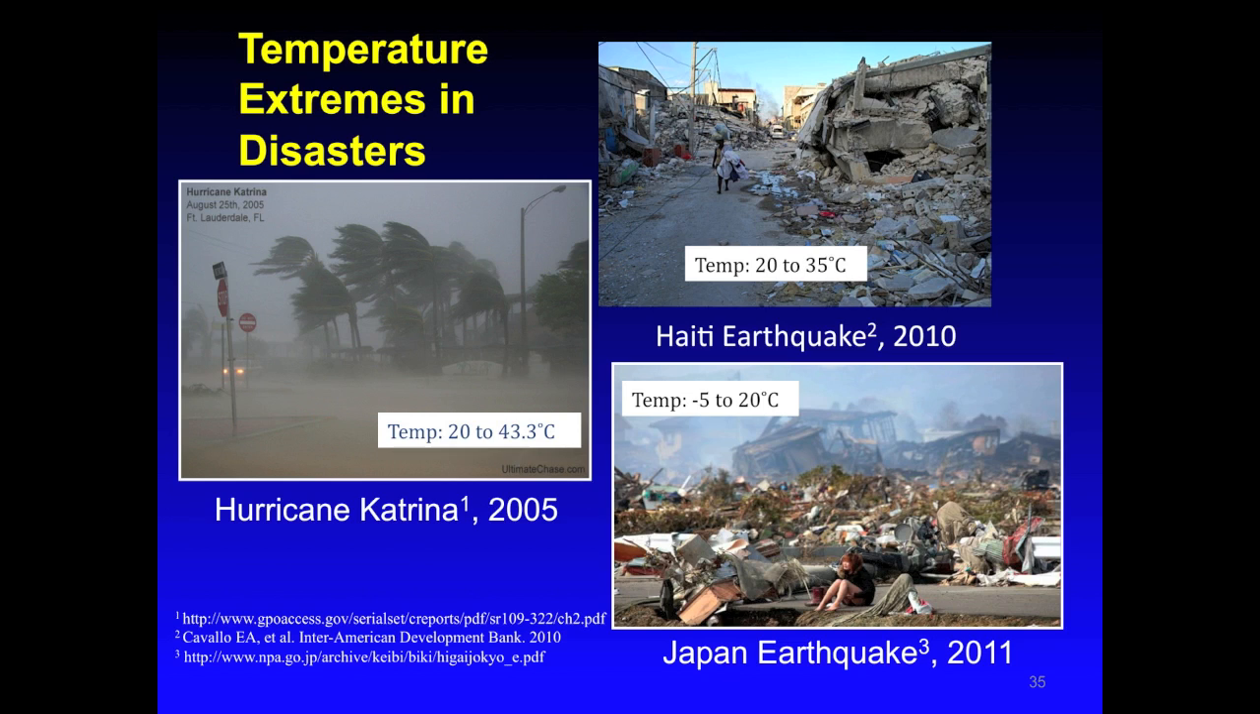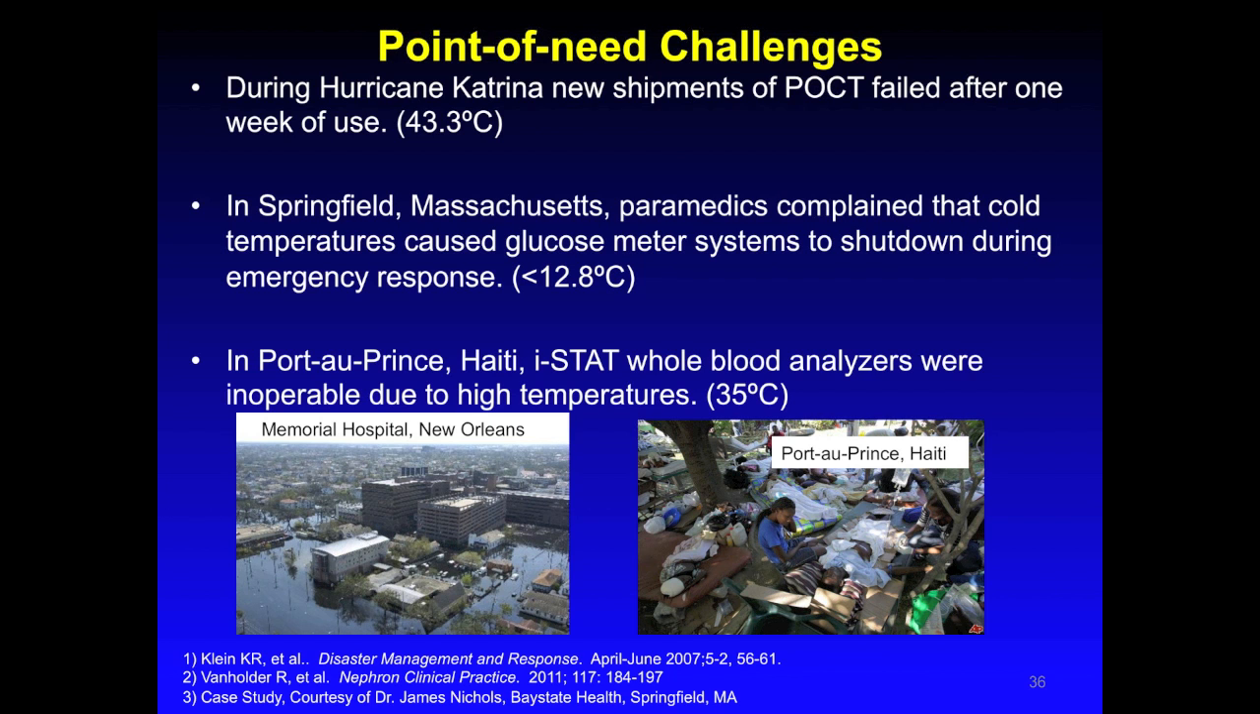Well, slide 35 gives you an example of temperature extremes seen in disasters. Katrina, hot. Haiti, hot. Japan, cold. And in point of fact, point-of-care reagents may not be able to withstand these sorts of challenges. In slide 36, I've enumerated some of them specifically.